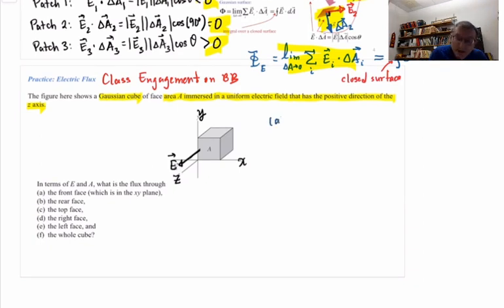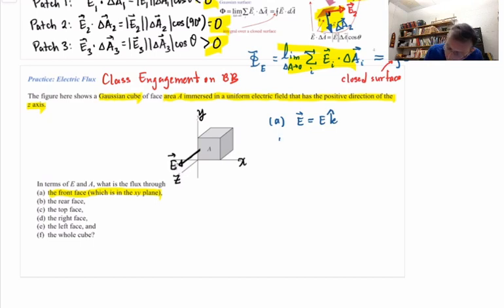I'm going to do part A with you, and then you on Blackboard can answer B through F. Okay? All right, let's find an expression for the electric flux through the front face of the Gaussian cube. That front face is sitting exactly in the xy plane. All right, let's use unit vector notation. For the electric field, E arrow is simply E magnitude k hat. It's a uniform electric field pointing in the plus z direction.